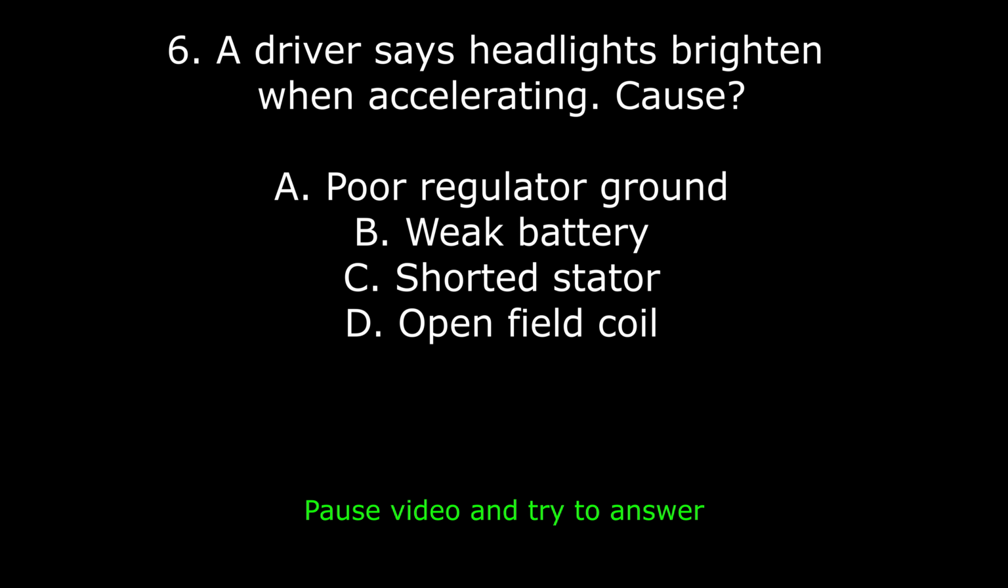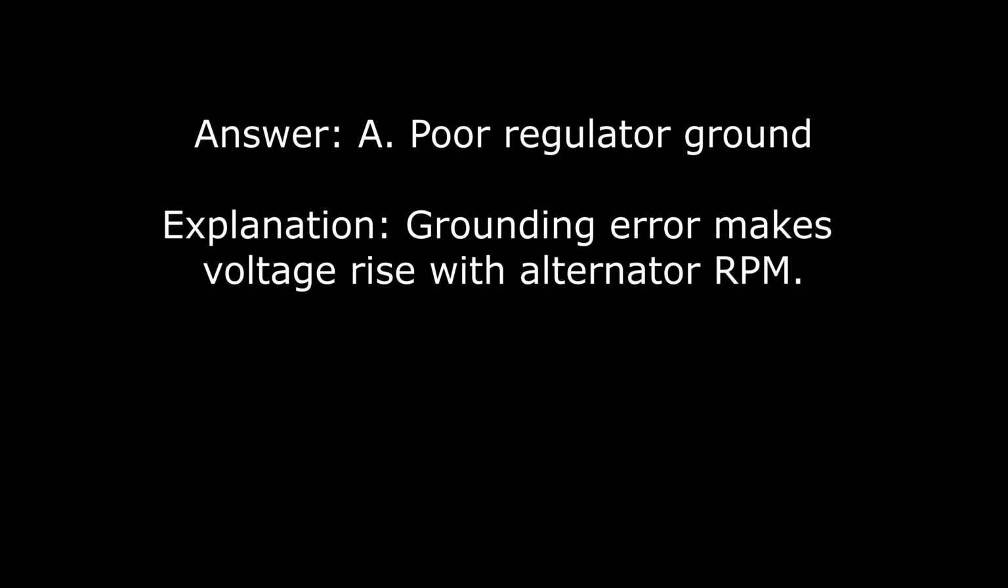6. A driver says headlights brighten when accelerating. Cause: A. Poor regulator ground. B. Weak battery. C. Shorted stator. D. Open field coil. Answer: A. Poor regulator ground. Explanation: grounding error makes voltage rise with alternator RPM.